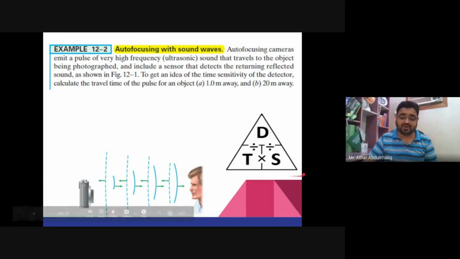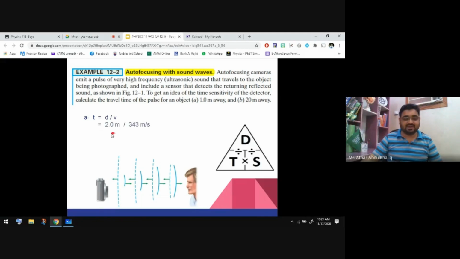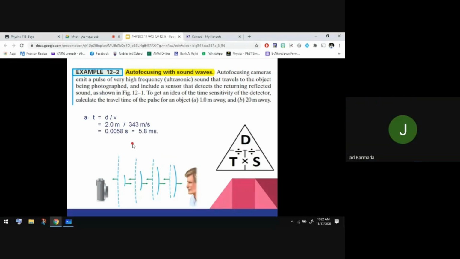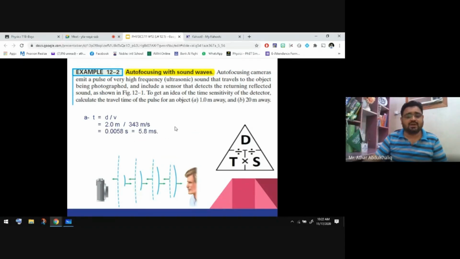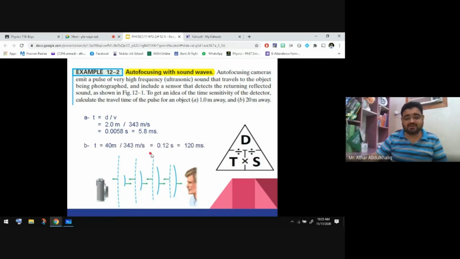So what will you do to find the time? The formula is time is equal to distance over speed, and here you use 2 meters and 340 meters per second or 343 meters per second. So how much is it? 5.8. We convert it into milliseconds. Okay, this is for 1 meter. What about 20 meters away? If the person is 20 meters away, how will you find it? It will be 40 divided by 340, the distance will be 40. It will be 0.1117. Yeah, distance is 40 divided by 340, so it's almost 120 milliseconds or 0.12 seconds.